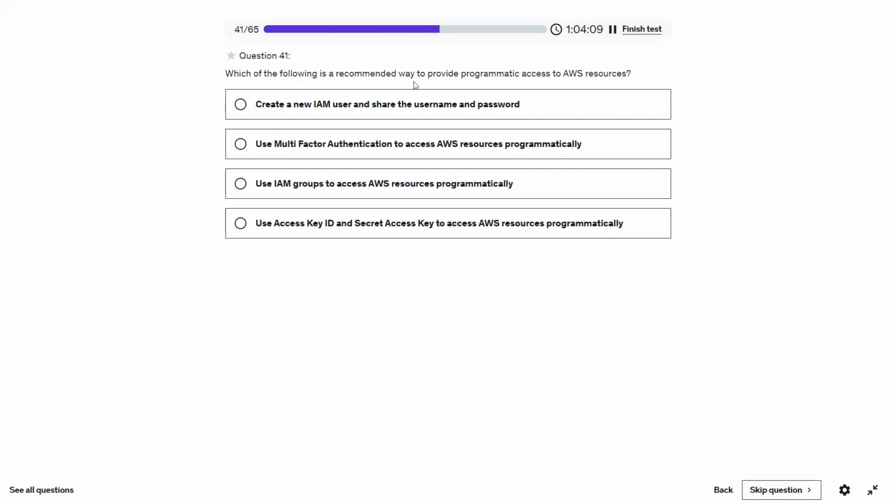Which of the following is the recommended way to provide programmatic access? So what is the recommended way to do programmatic access to AWS resources? Create an IAM user? No. Create multi-factor? No. IAM groups? No. Use an access key and a secret access key.